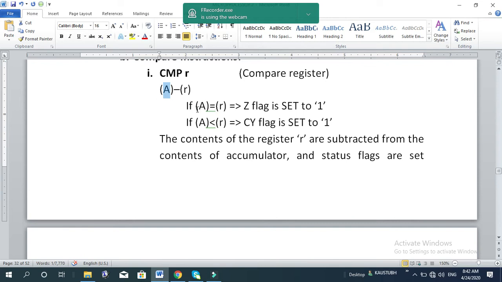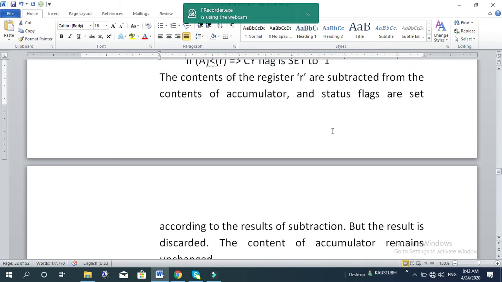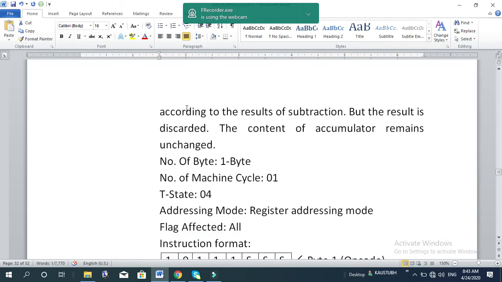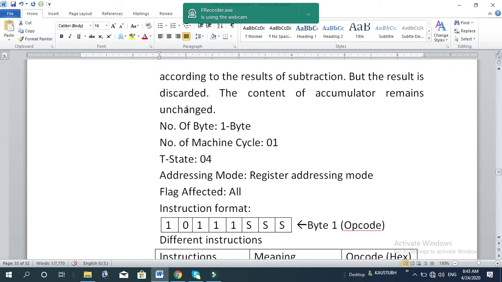Similarly CMP M. M is again the memory location whose address is in the HL register pair. So it is comparing the data stored in the memory location whose address is in the HL register pair with the accumulator. The operation is again subtraction. The content of the memory location whose address is in the HL register pair is subtracted from the content of the accumulator, and status flags are set according to the results, but the results are discarded, and the content of the accumulator remains unchanged. So this condition is the same.